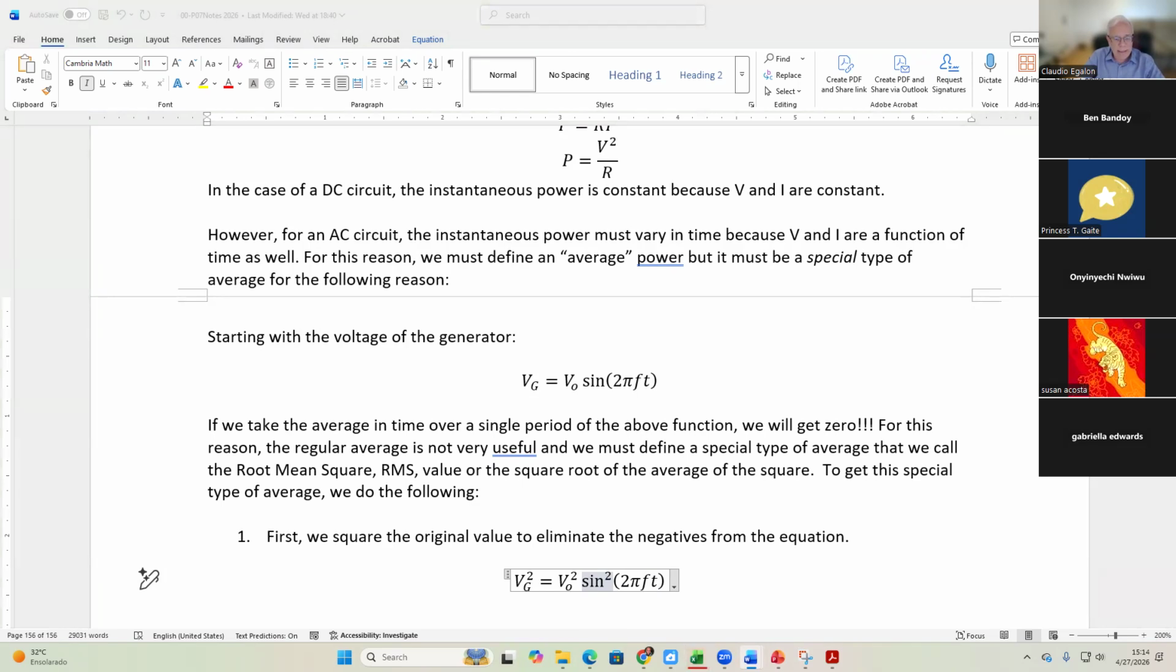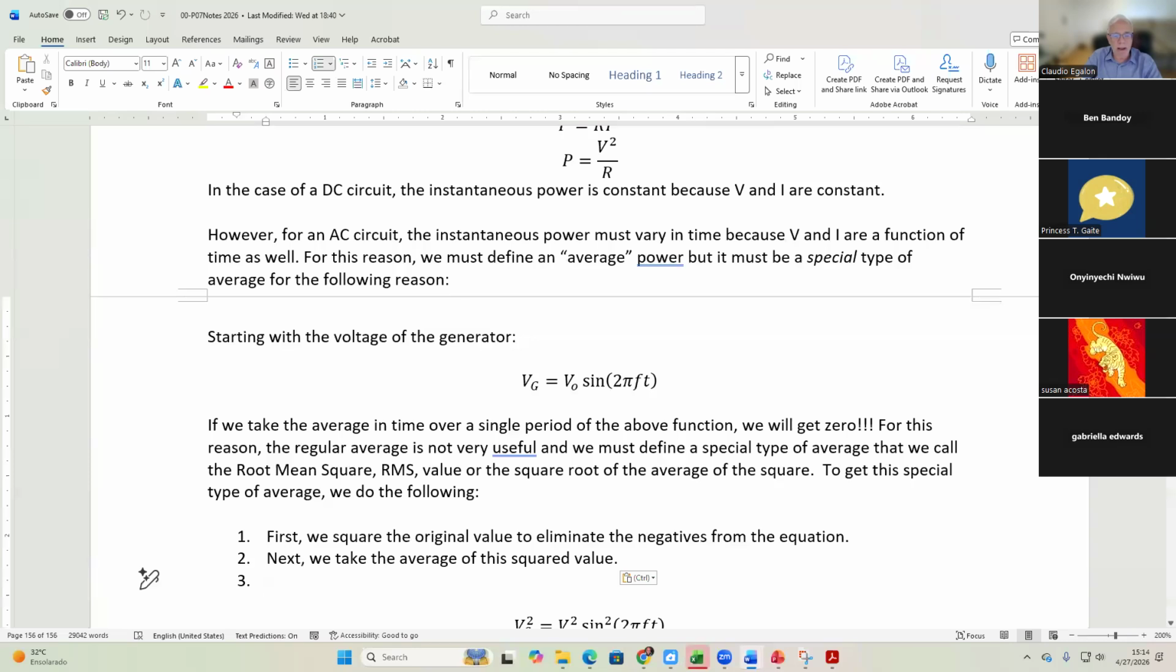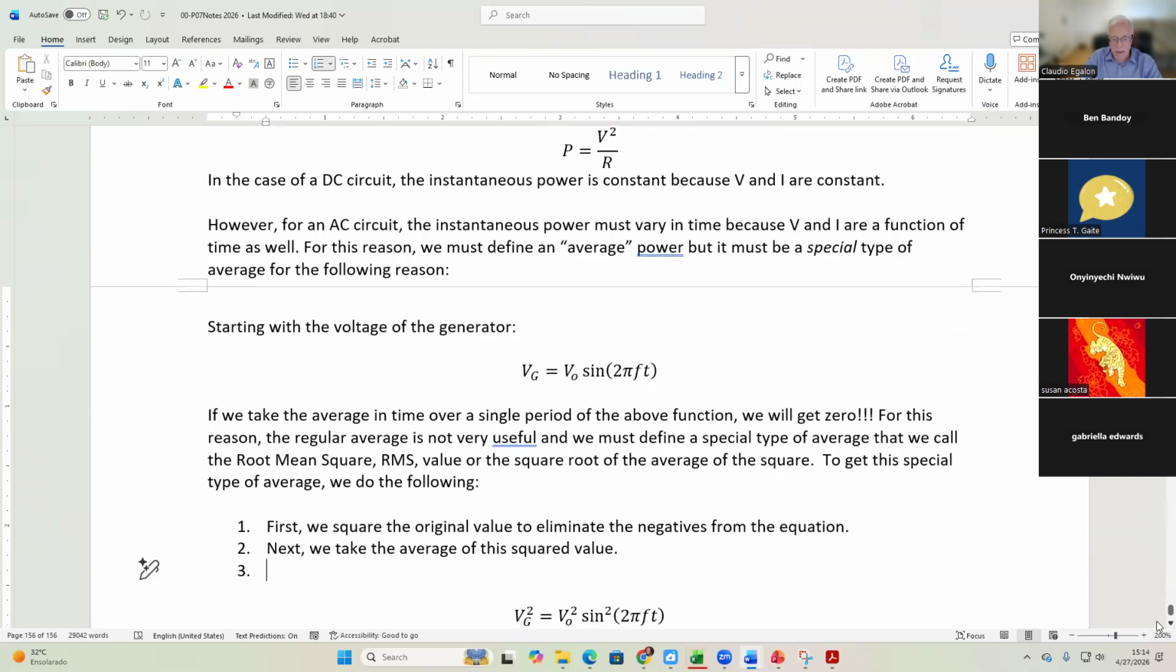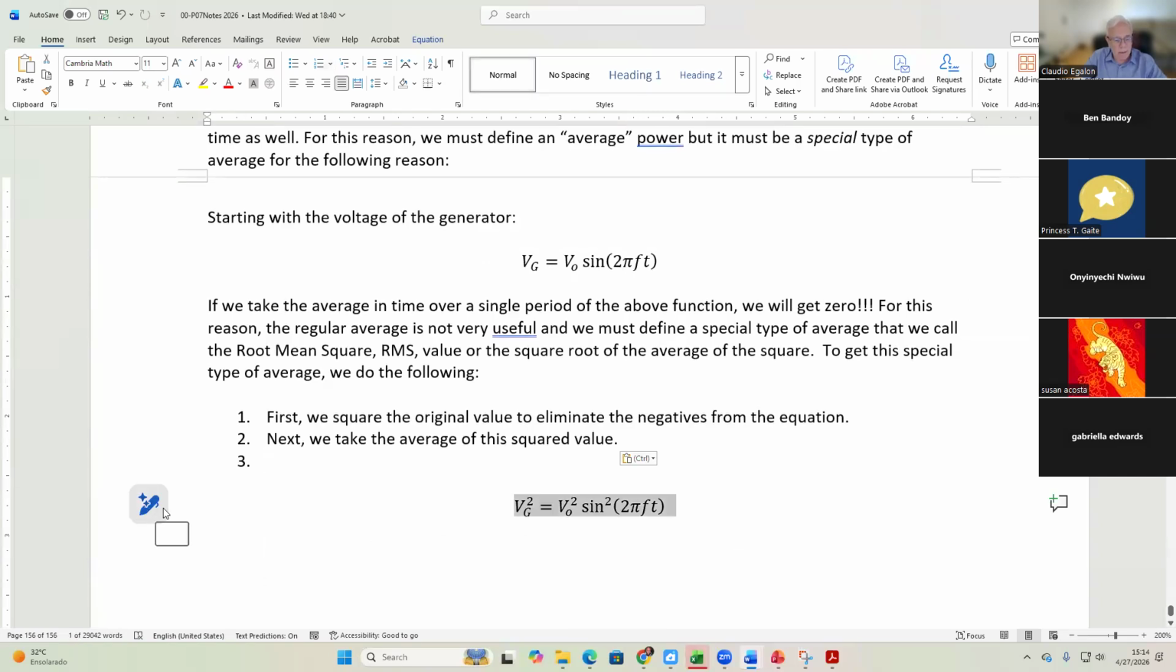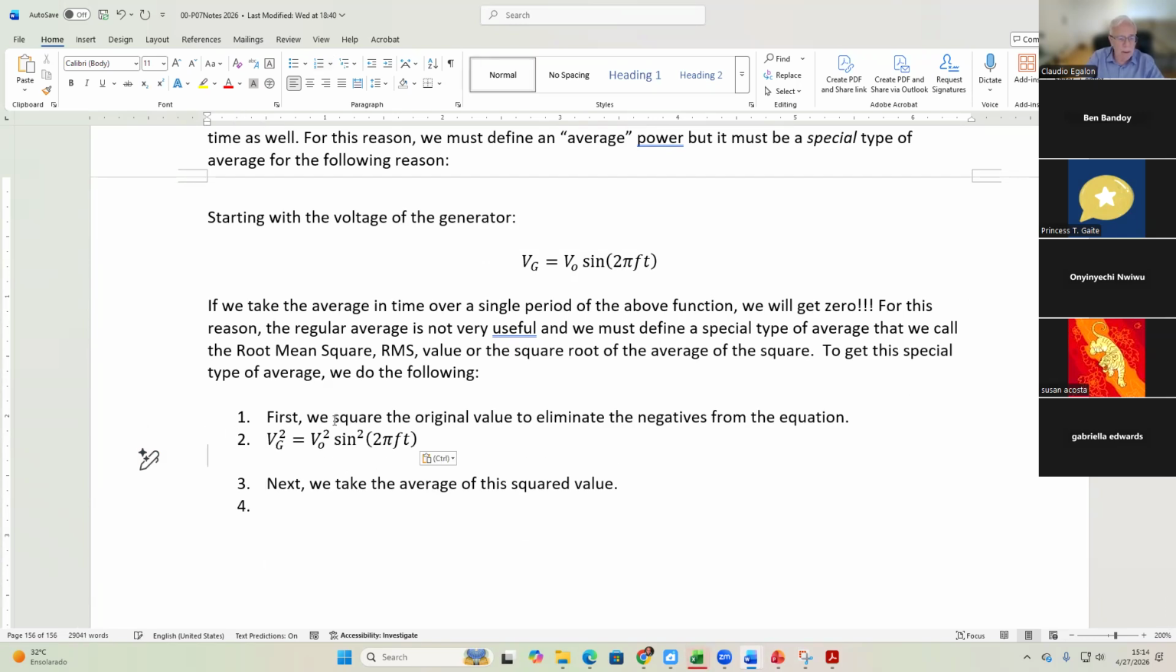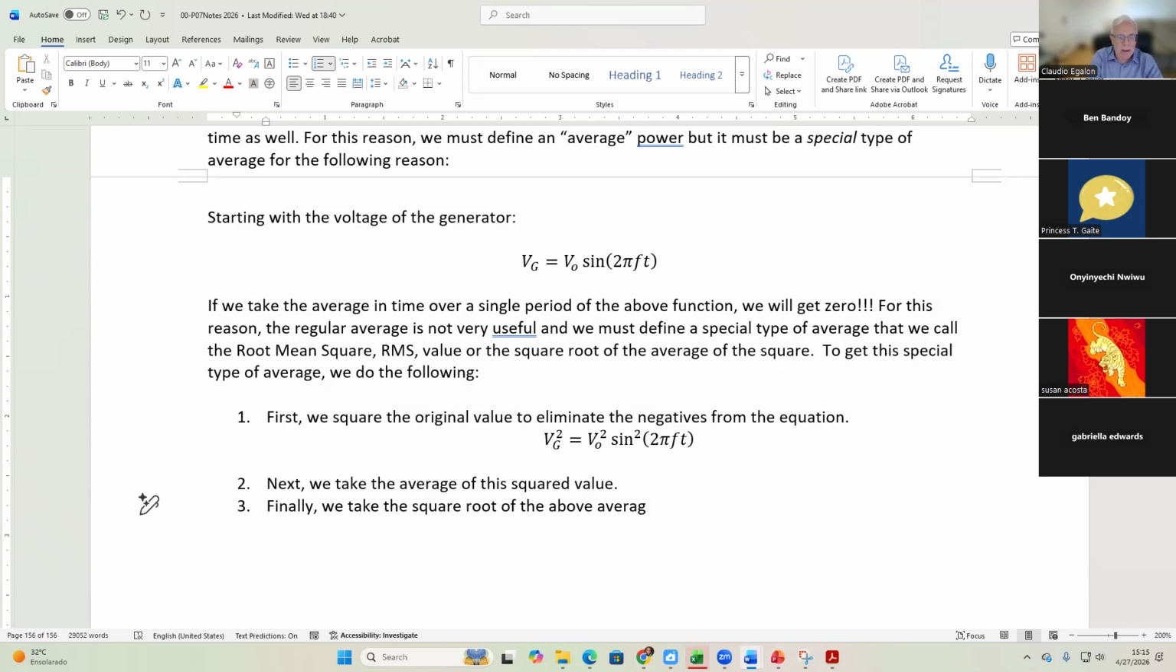Next, we take the average value of this square. I'm going to put it right in here. Here we go. Next, take the average value of this square. And finally, we take the square root of the above average. Okay?